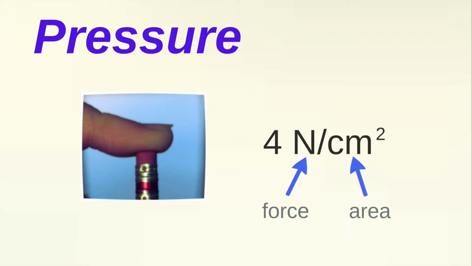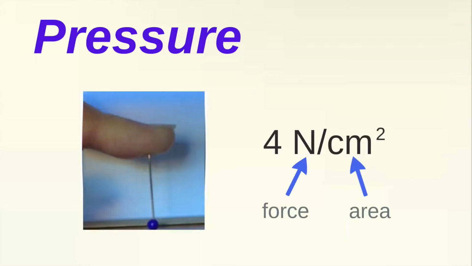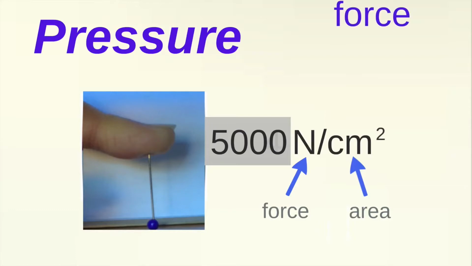So what happens if I change the area that I'm pushing on? Even though the force is the same, now that I'm pushing on a pin, the pressure suddenly jumps to 5,000 newtons per centimeter squared. Now you'll often use units of pressure such as pascals or atmospheres. And even though those units are just one word, in them is always a force per area, because that's the definition of pressure.